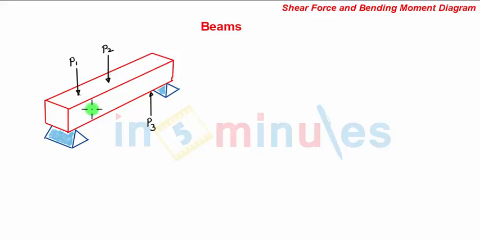This structural member can be called as a beam since the loads are acting in the transverse direction. As we know, there are two transverse directions, but in this case a load is acting in only one transverse direction, which is the y direction. So this structural member is called as a beam.